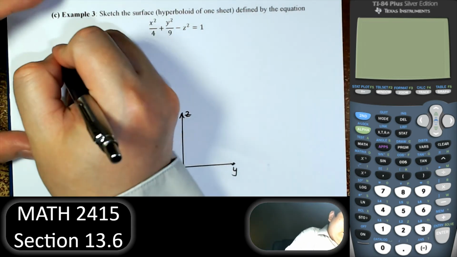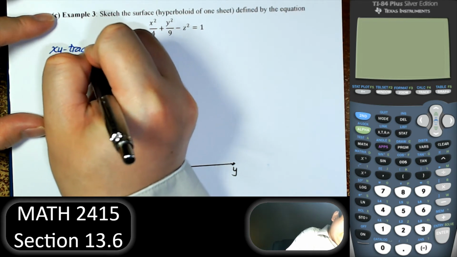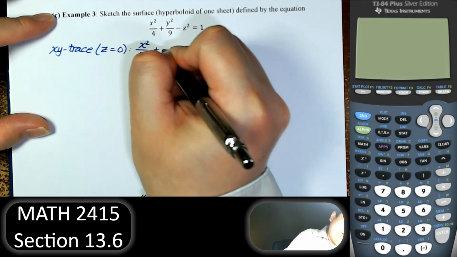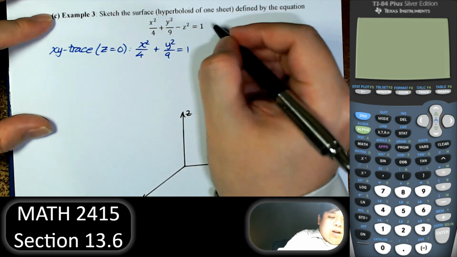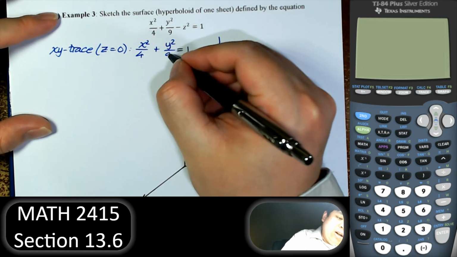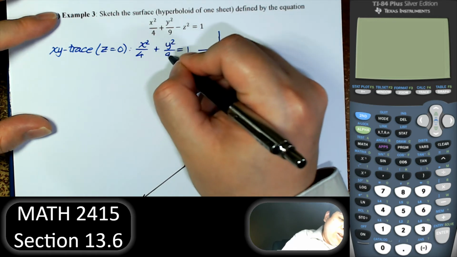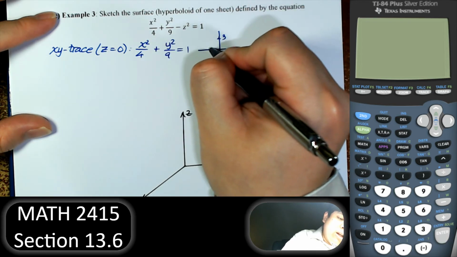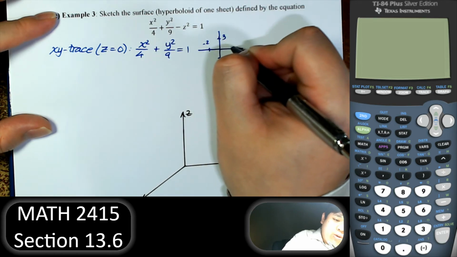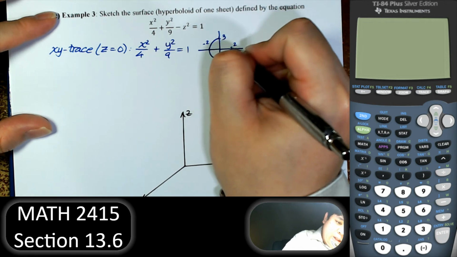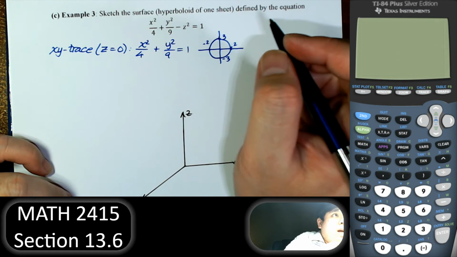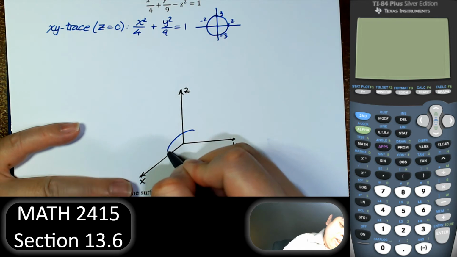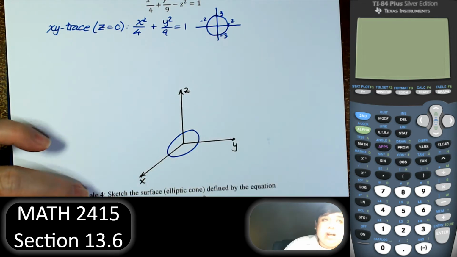For example, in the xy trace where z equal to 0, what do we see? That is an ellipse, right? 9 below y squared, so 3 up, 3 down. 4 below x squared, square root of that, so negative 2 on the left, 2 on the right, and we have an ellipse. That is what happened on the xy plane, an ellipse. I actually can just draw that here. And switch to different colors.